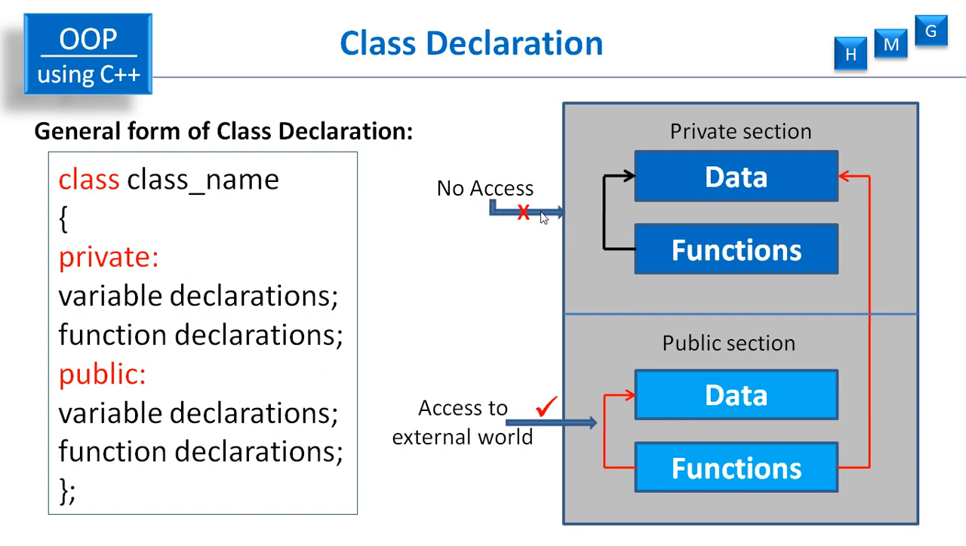Then outside the class there is an external world, so there is no access to the external world to the private section of a class. Means the private data and private functions are not accessible outside the class, while the public data and the public functions are accessible to the external world, that is outside the class. So there is access to external world for the public section data and the functions.